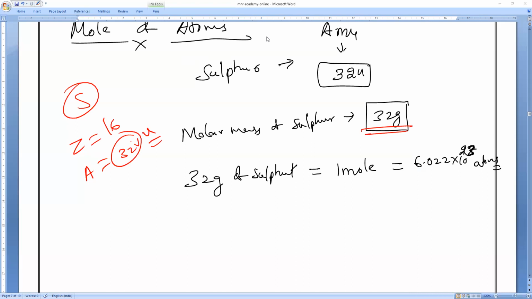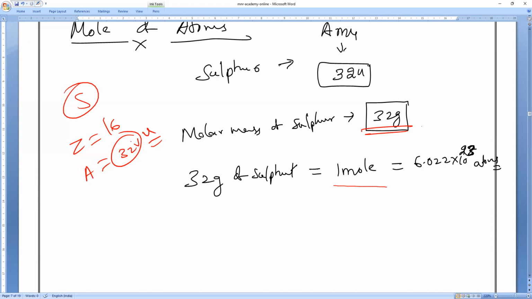Girls, boys, everybody? So if I collect 32 grams of sulfur, which contains how many particles? Most important statement. 32 grams of sulfur, how many moles? 1 mole, which is equal to 6.022 into 10 power 23 particles.